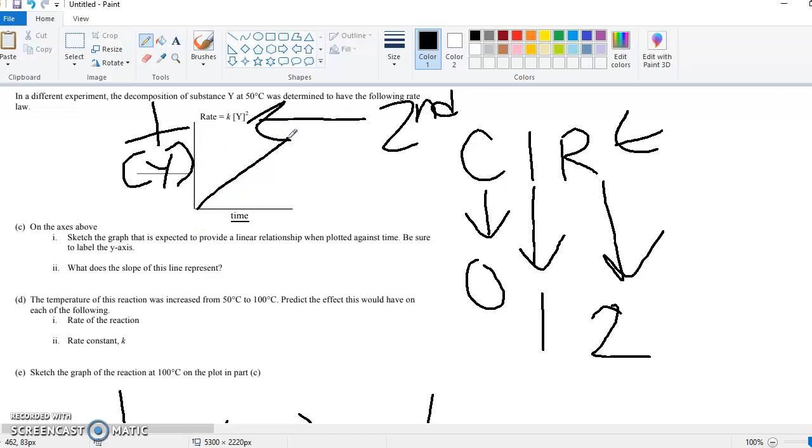Alright, so part 2, what does the slope of this line represent? The slope of this line represents my K. K is my rate constant. So you would say the slope of this line represents the rate constant with respect to second order.